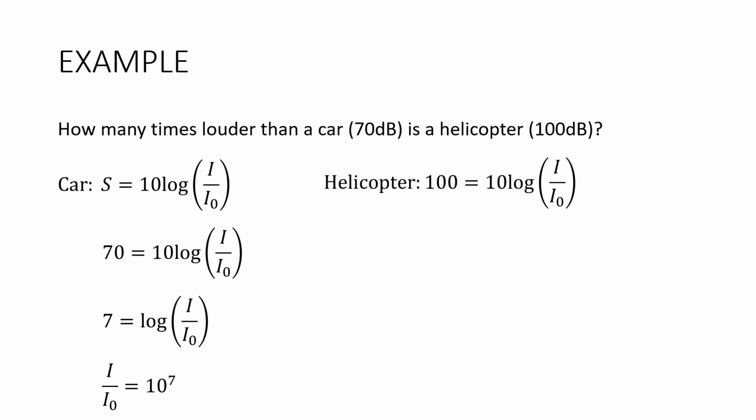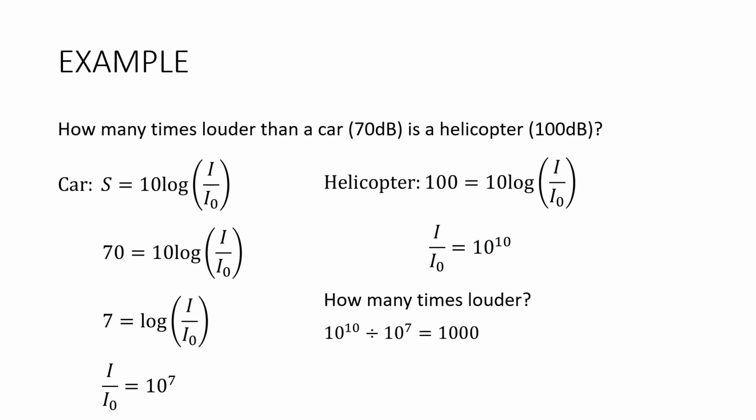Okay, let's do the same thing for the helicopter. So I've substituted the 100 in. Just going through the same process, I'm going to get I over I0 is equal to 10 to the power of 10. That means a helicopter is 10 to the power of 10 times louder than the threshold of hearing. So how can we compare them to one another? How many times louder is the helicopter over the car? We're just going to do 10 to the power of 10 divided by 10 to the power of 7. So it's 1,000 times louder.